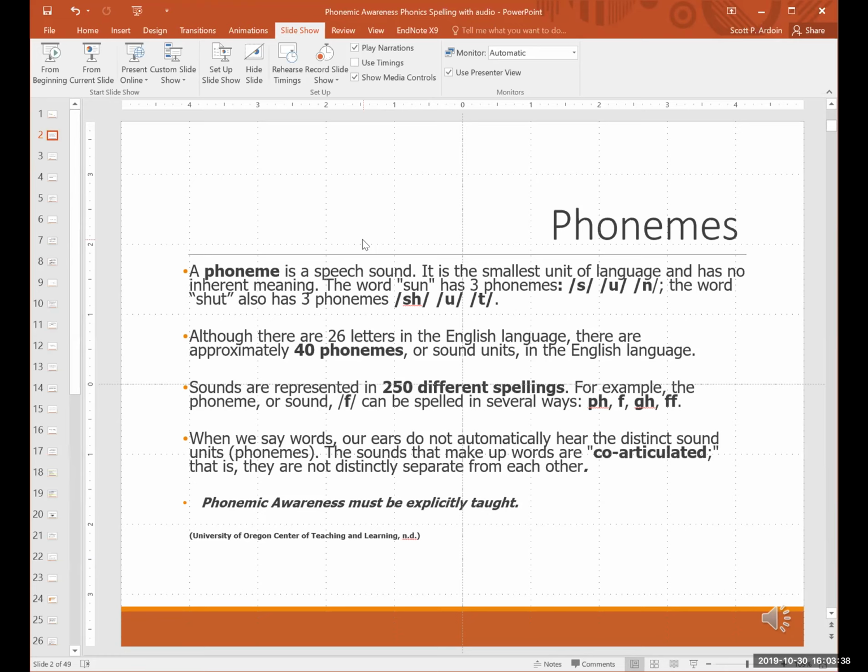So when we say words, our ears do not automatically hear the distinct sounds that make up those words, the phonemes that make up the words. The sounds that make up words are co-articulated. That is, they are not distinctly separate from each other. Co-articulation, specifically when producing speech orally, as in saying the word cat, we only hear one sound, not 3 as in c, a, t. The vocal apparatus merges the 3 sounds to permit rapid communication. So we read these 3 different sounds as one word or one whole to allow for rapid communication.